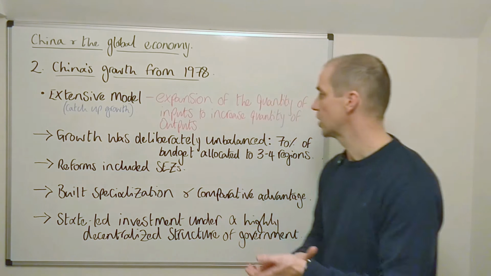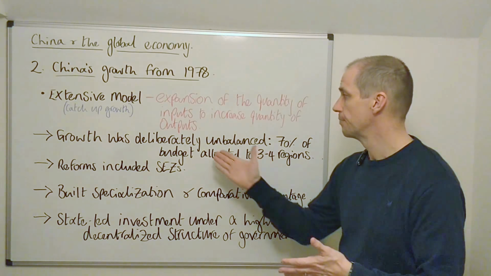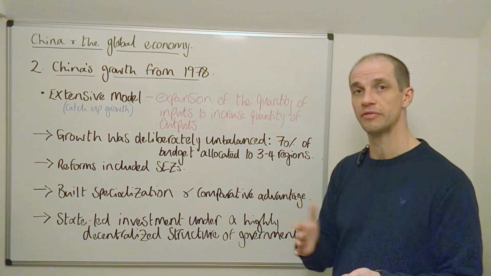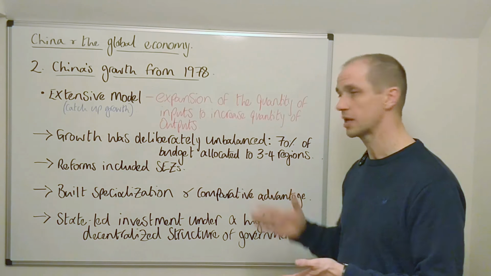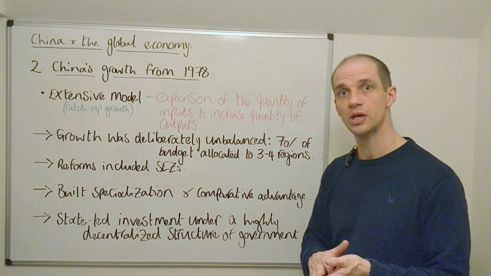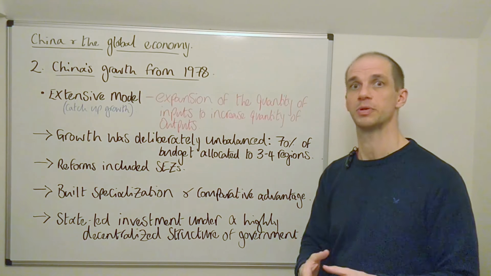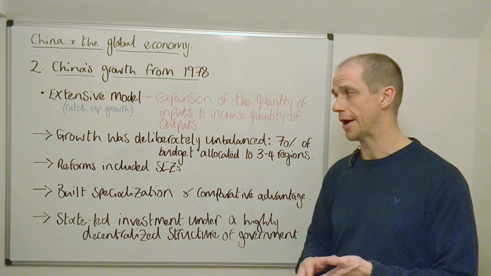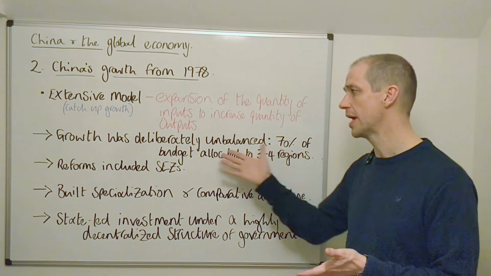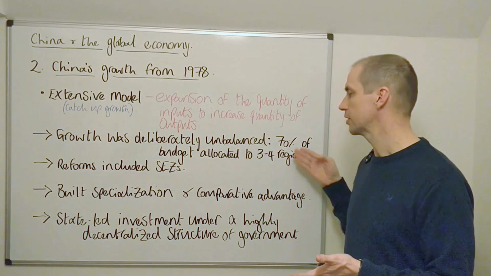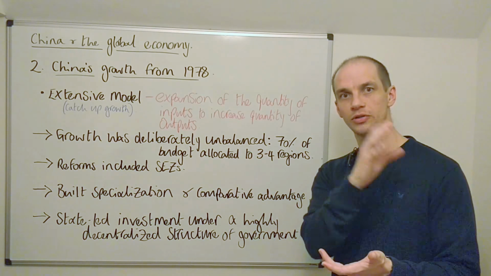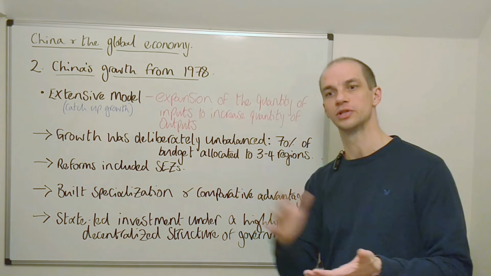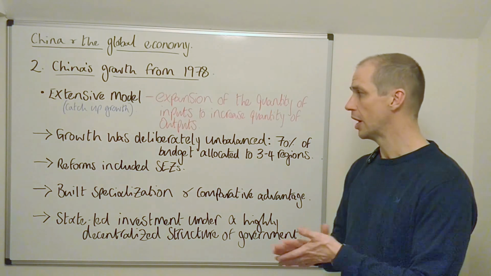So growth was deliberately unbalanced. They deliberately allocated around about 70% of the fiscal budget to 3 or 4 coastal regions. They focused on those coastal regions because of the opportunity they presented for trade. So that was the key reason there, and of course the fact that this was undertaken helped fuel the sort of migration that has taken place as people move to those coastal districts.